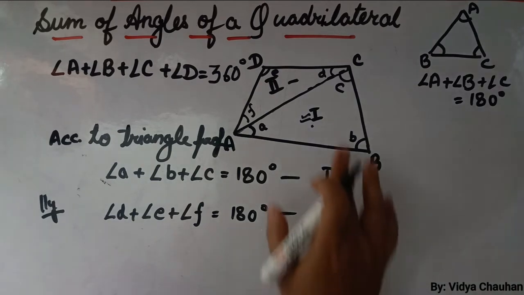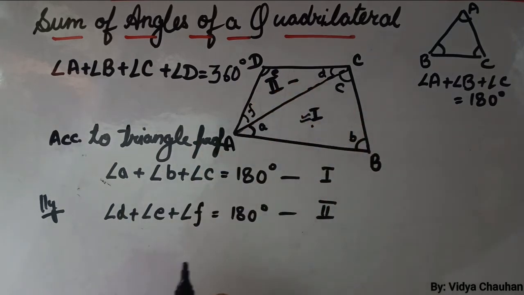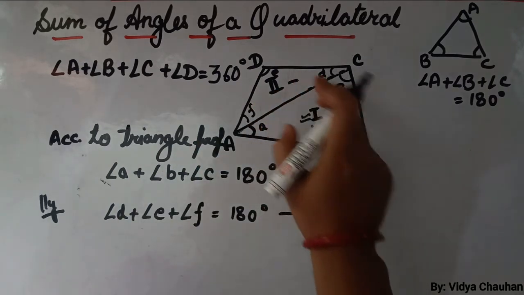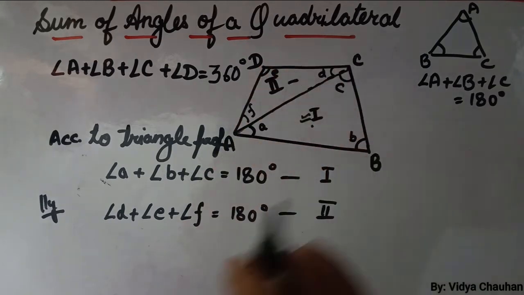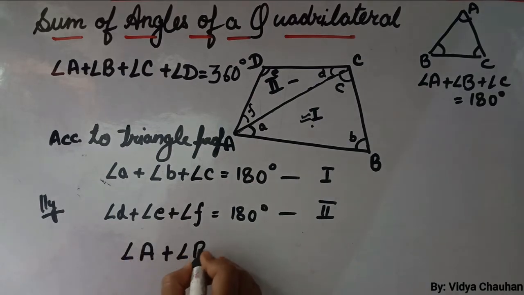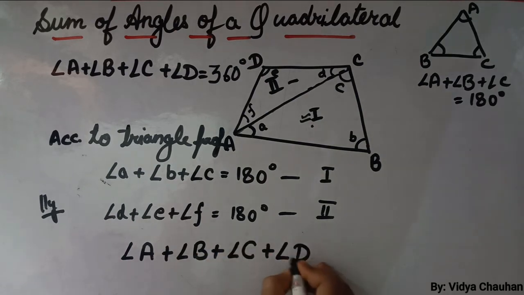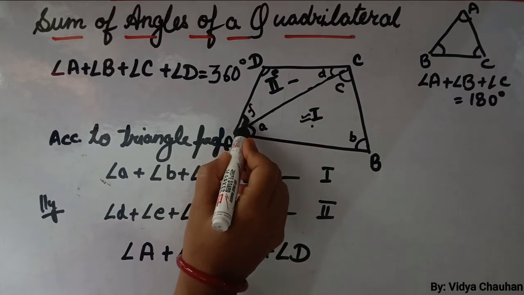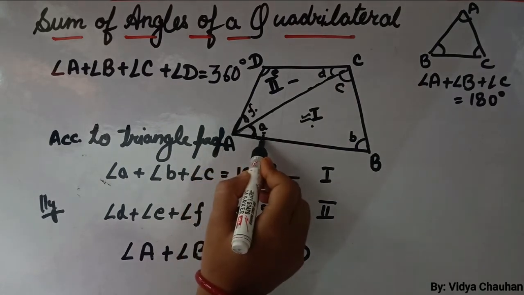That means the sum of the three angles of the first triangle and the sum of the three angles of the second triangle. Now combining these two, that means combining all these angles and adding all the four angles, what will we get? We will get the complete angle A plus angle B plus angle C plus angle D. How? Because angle F plus angle A, these two small angles, form angle A.